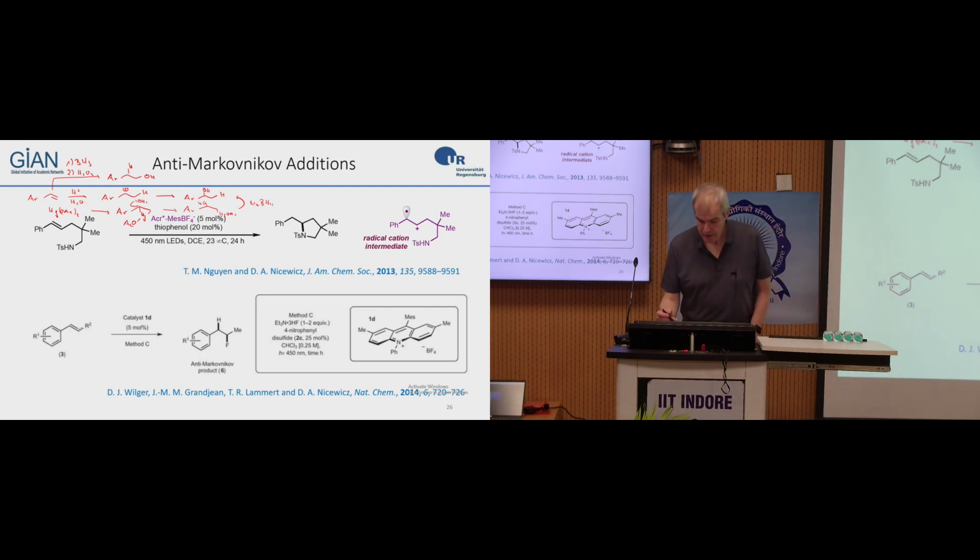photochemical way. And the catalyst he's using is the so-called Fukuzumi catalyst. Fukuzumi, a Japanese scientist who pioneered this and also already showed how to do photochemistry with this. These are these acridinium salts.